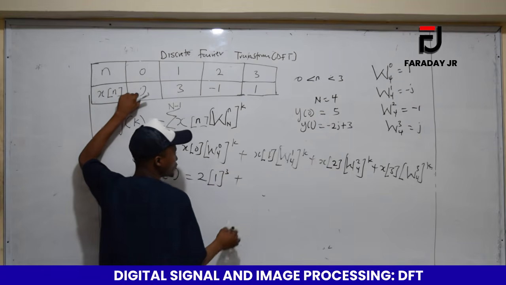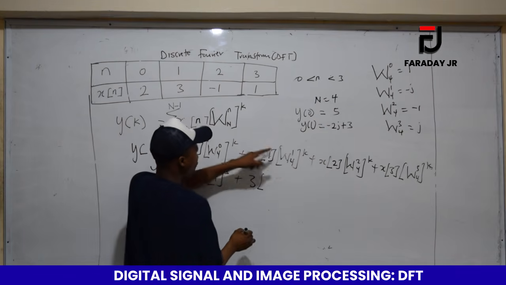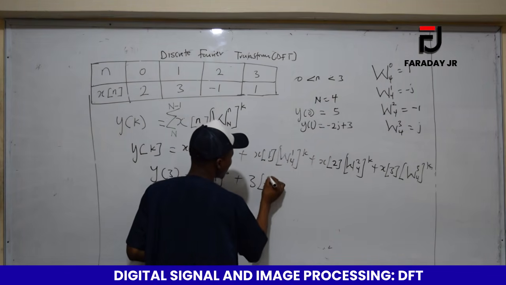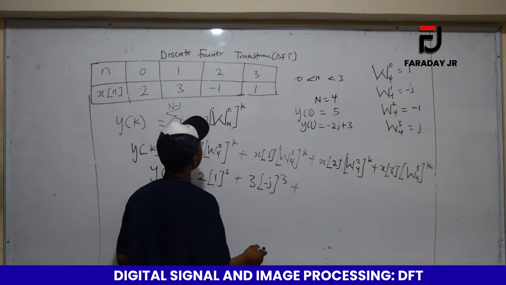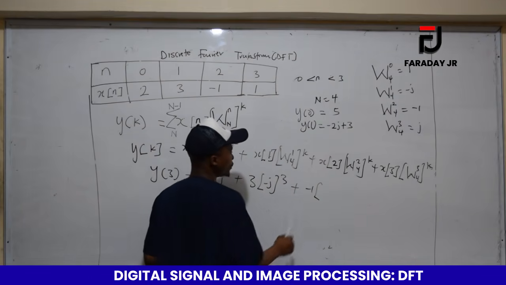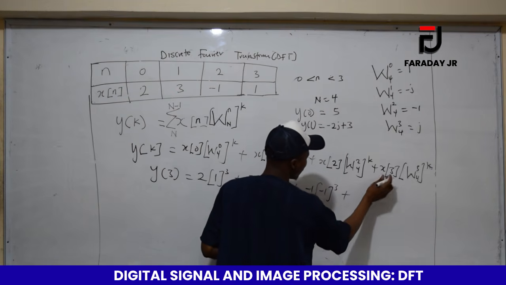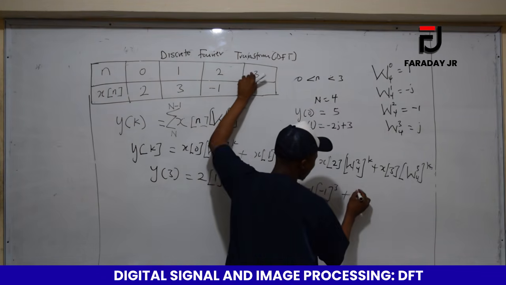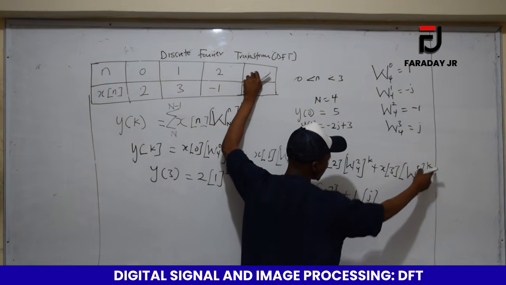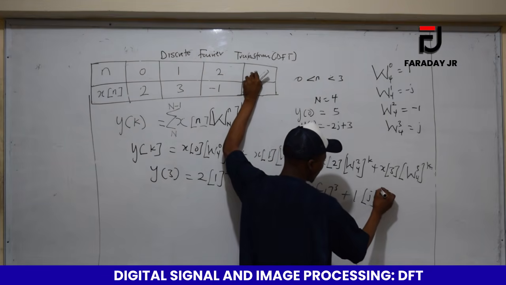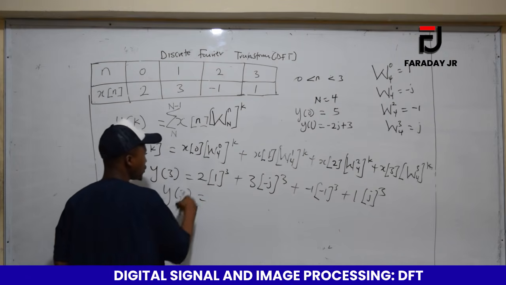So we have x of 1, which is 3. And then we have w of 1, 4 giving us minus j. And then the value of k is the same as 3. S of 2 is minus 1. And then we know that the value of w of 2, 4 is minus 1. And then k is 3. And then finally s of 3 was 1. And then we have w of 3, 4 giving us j. And then the value of k is 3, right? Okay. So it means that y of 3 will now be equal to what?